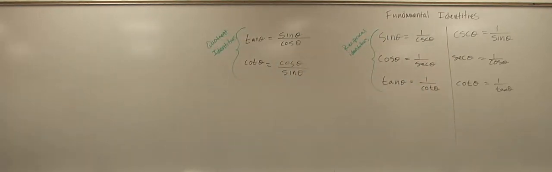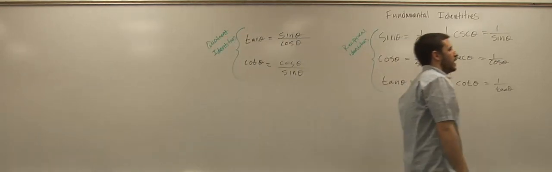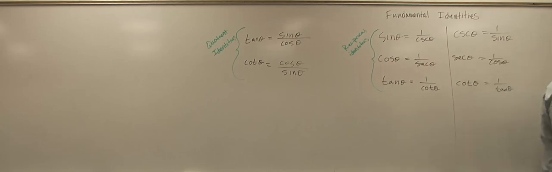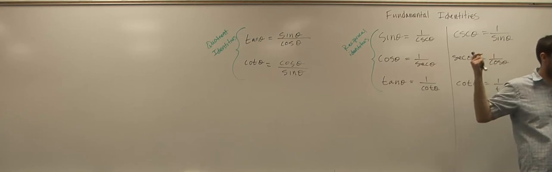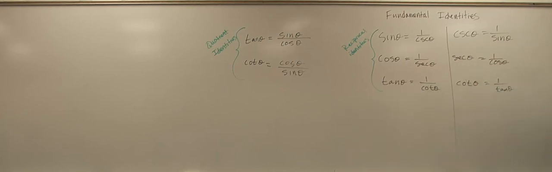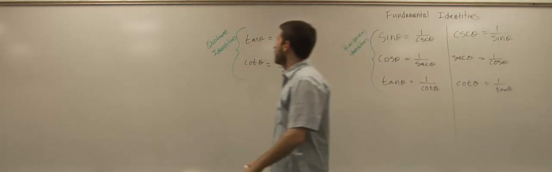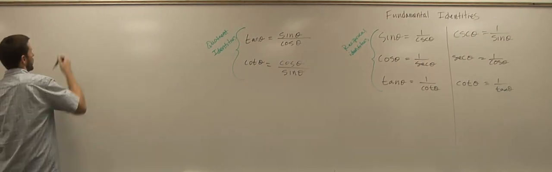The last set, and we'll do some examples, we'll use all these in a second. The last set of identities are the Pythagorean identities. They're like the Pythagorean theorem. They're just ever present. We need them all the time. These are the three Pythagorean identities. Let me show you where they come from quickly. First one is the easiest to understand.